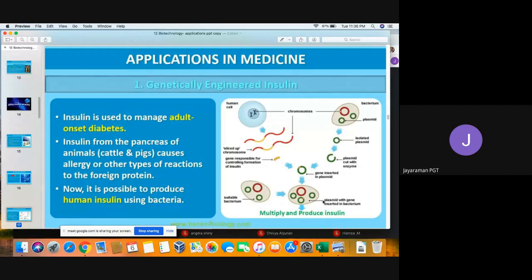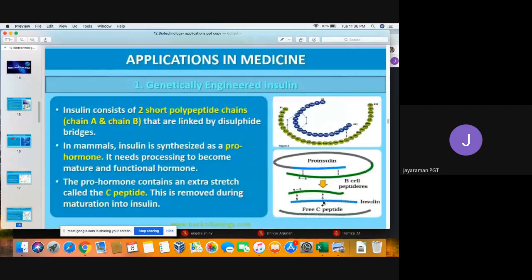And the insulin has two short chains. You can see the blue one and the green one at the top, and here also you can see the blue and the green, and these are the actual functional part of the insulin. But in humans, it is produced in the form of a premature, non-functional insulin, not mature insulin. It is known as proinsulin. The proinsulin has three parts. The blue one is the A chain, the gray one is the C peptide, C chain only, and the green one is the B chain.